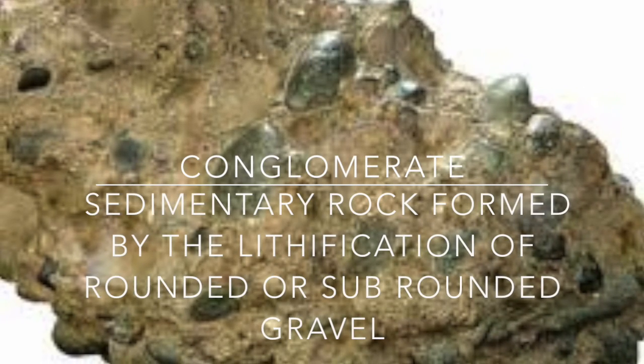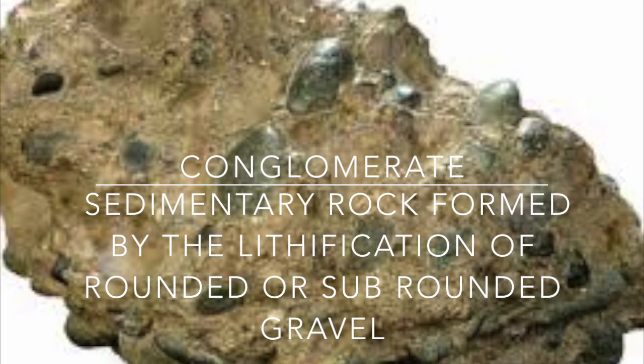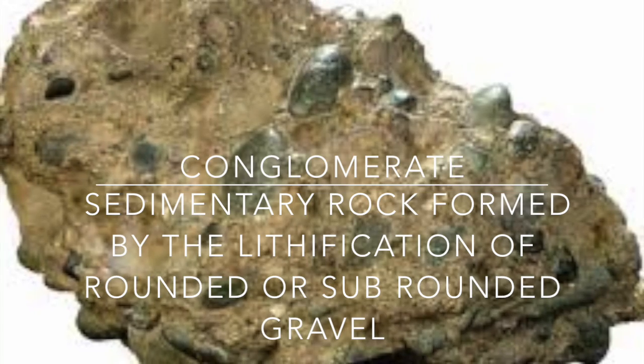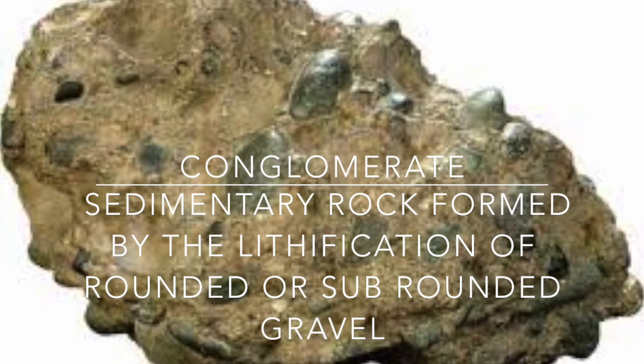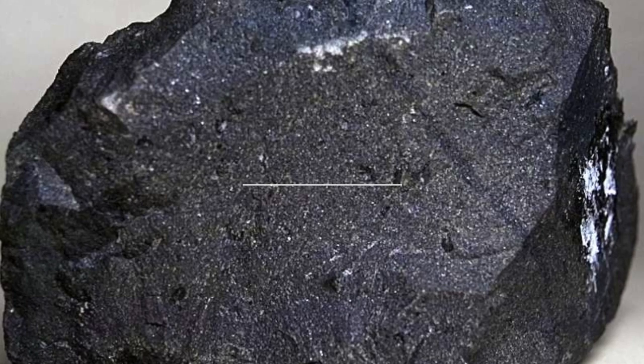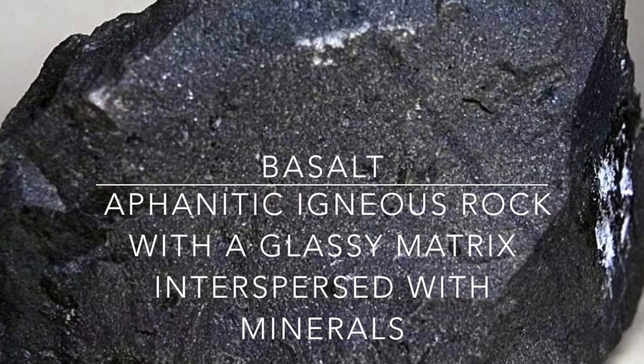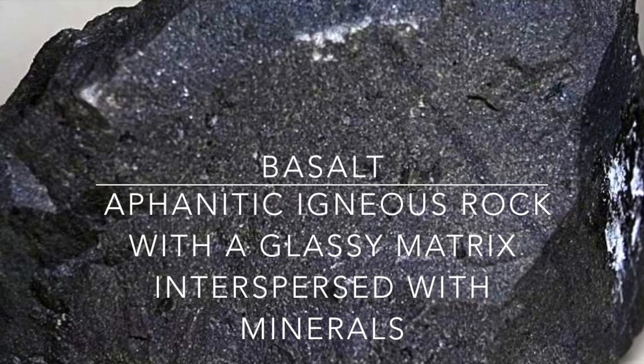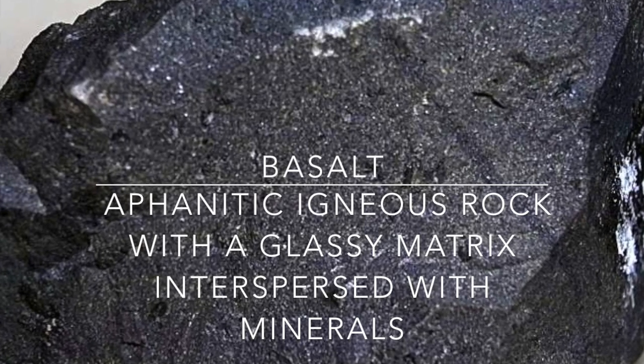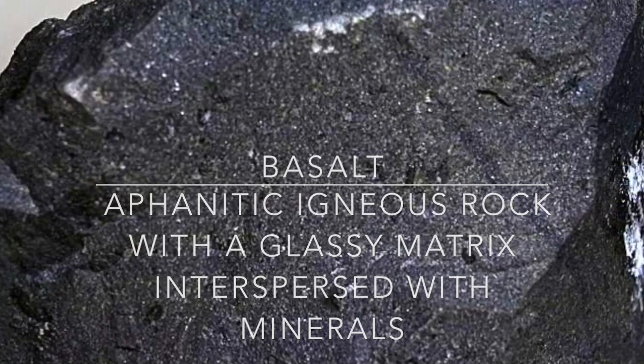Conglomerate is a sedimentary rock formed by the lithification of rounded or subrounded gravel. It is strongly related to sandstone. Basalt is an aphanitic igneous rock with a glassy matrix interspersed with minerals. It typically forms as an extrusive rock from lava flow.